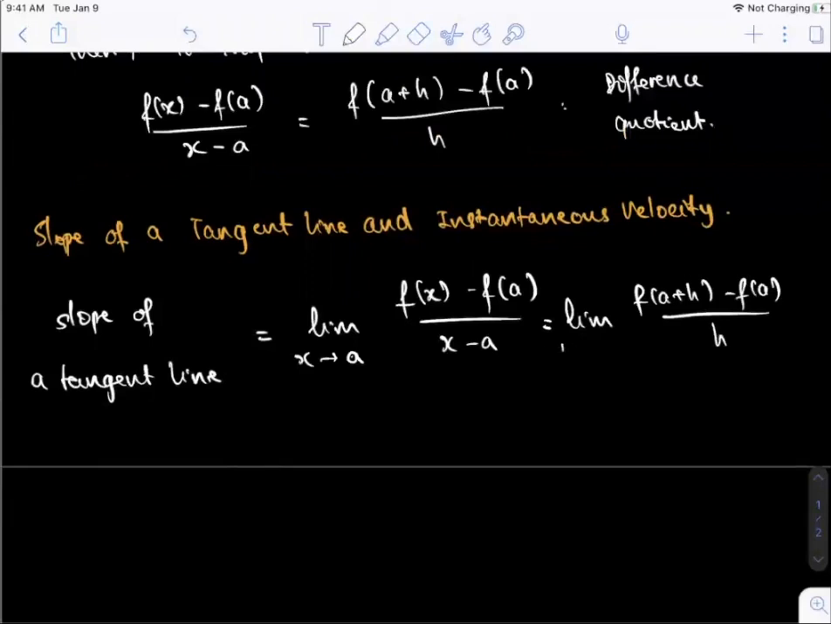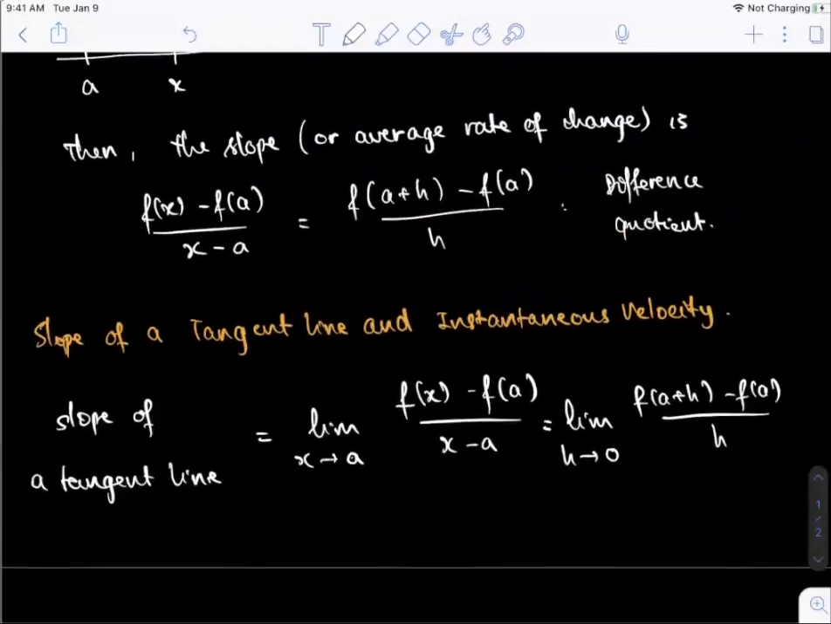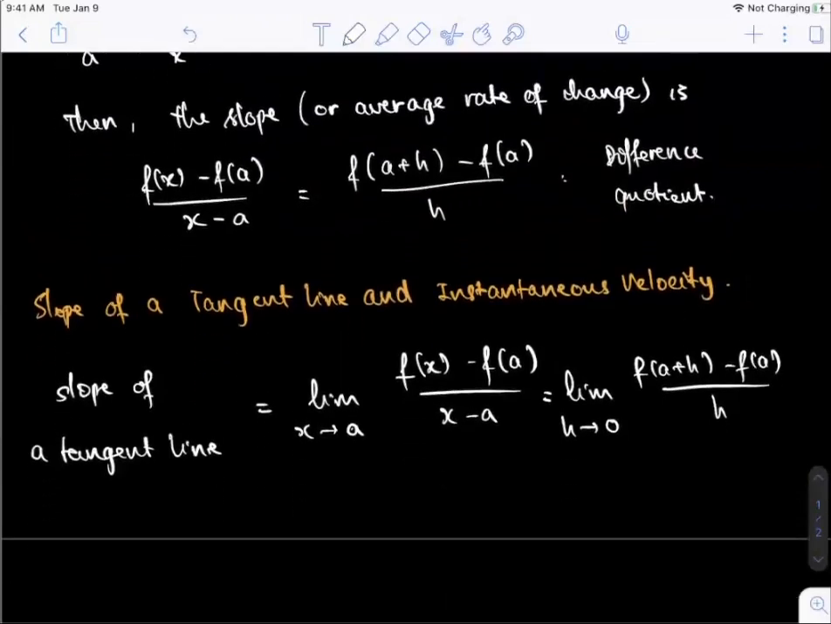So, right, this makes sense, because h is equal to x minus a. So as x approaches a, h approaches 0. So that's why in the second formula, h approaches 0.